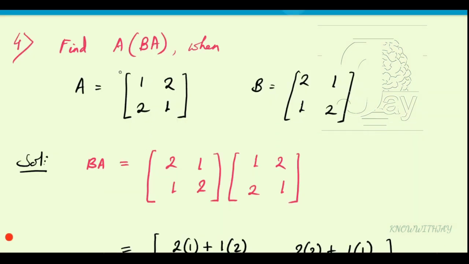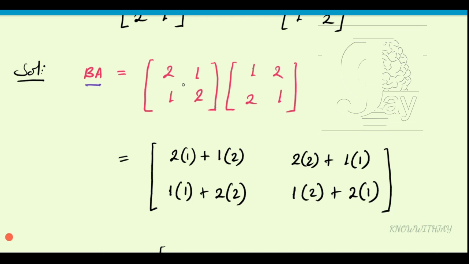In this question you have to find the product of 3 matrices A, B, A, but you have to multiply B and A first because they are inside a bracket. And then you have to multiply the product with the matrix A. So the process of multiplication is same. We have to find BA first. So this is our product BA.